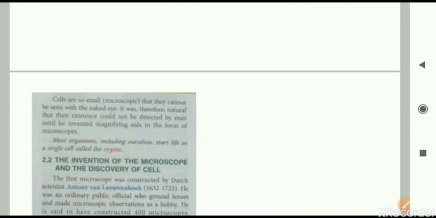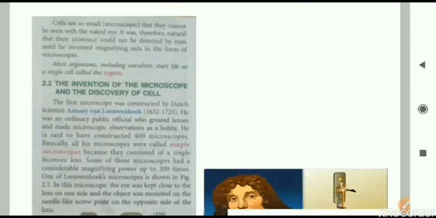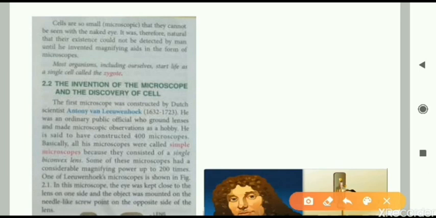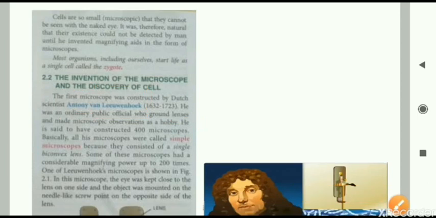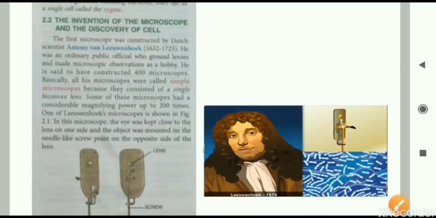Now, how the cells were discovered. Before that, the most important discovery in the field of biology was the invention of the microscope. The first microscope was given by the scientist known as Antony van Leeuwenhoek. You have to remember the name. Leeuwenhoek was the person who constructed the first microscope. Actually, only basic lenses were used. It was not an advanced microscope, but a basic kind of lens. Using that, he used to observe things.